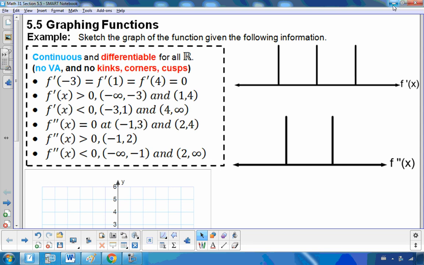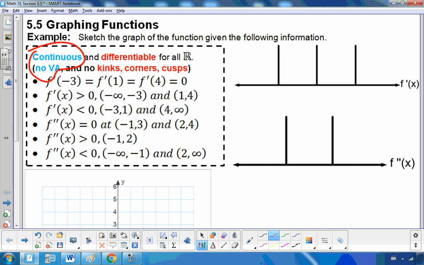So before we get too far into figuring things out ourselves, I wanted to give you an example of what a graph might look like if you were given some information and that hard, heavy lifting work was done for you. So for example, if we have a function that is continuous, and that just tells me there's no vertical asymptote, and differentiable, which tells me there's no kinks, corners, or cusps for all real numbers.